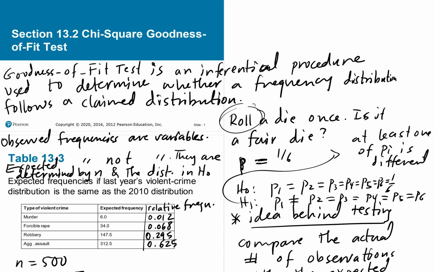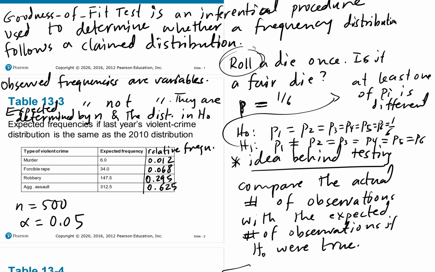Within that, what's the idea behind this test? The idea is to compare the actual number of observations with the expected number of observations if the null hypothesis were true. So maybe you want to look at data from 2 years or 10 years ago for a certain city or some other example. When you look at that data, you ask yourself, do you expect the data to appear the same this year?